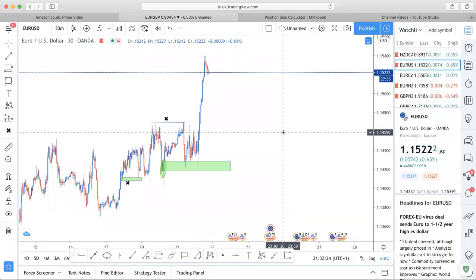What about the pairs that are not correlated to DXY? All right, the pairs that are not correlated to DXY, I have a chart that I'm going to send into the Telegram group. It is a correlation chart that you can compare after you have identified all the DXY. So true.